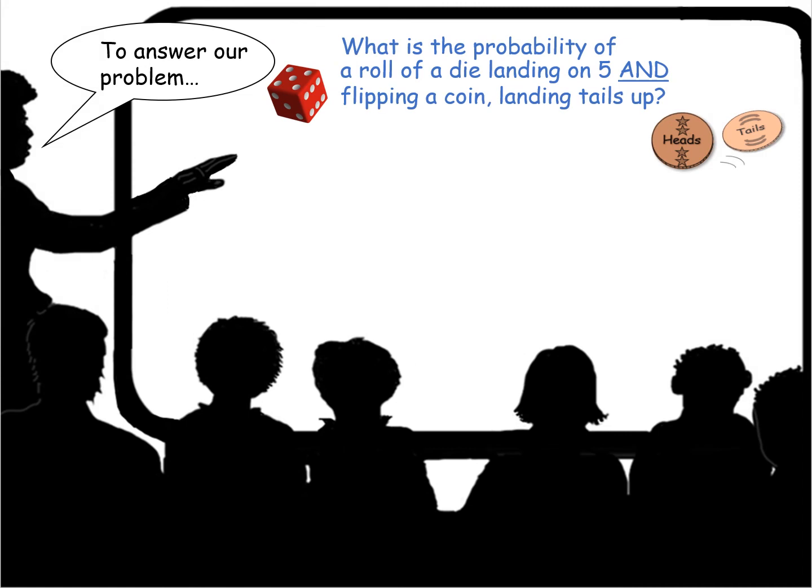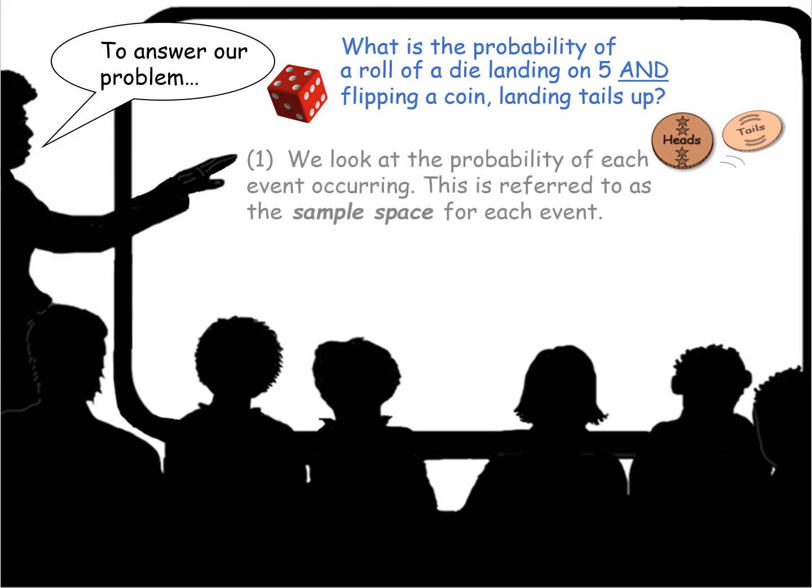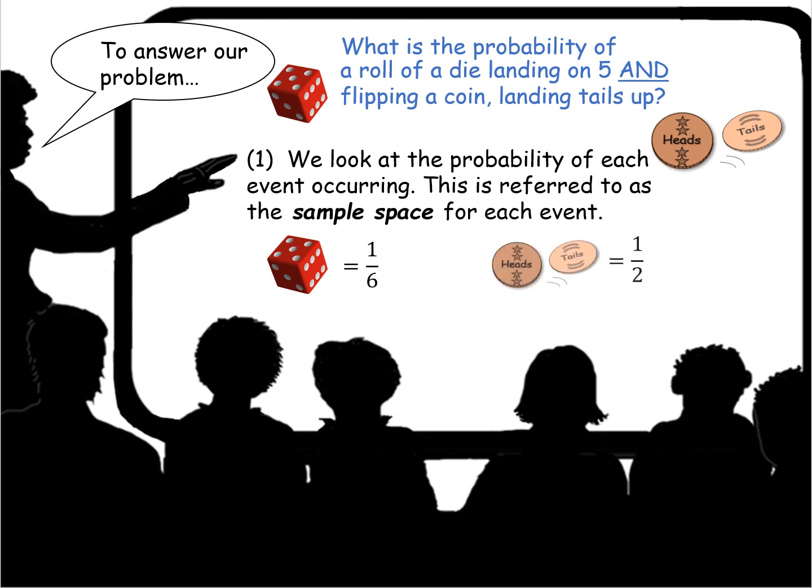Well, to answer this problem, first we look at the probability of each event occurring. This is referred to as the sample space for each event. So we know that for rolling a die one time, to have the number 5 come up is a 1 out of 6 probability. We know that for the event of flipping a coin and having it land tails up or heads up is 1 out of 2, 1/2. So what do we do now?